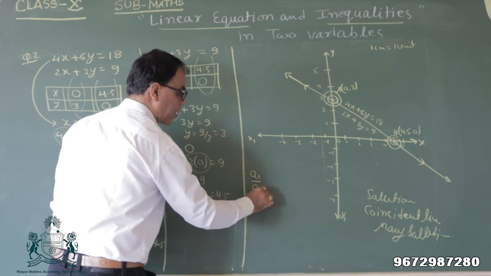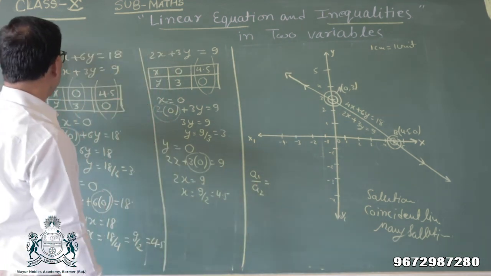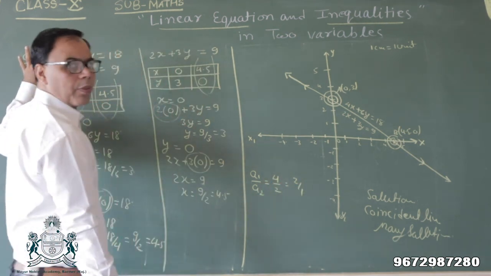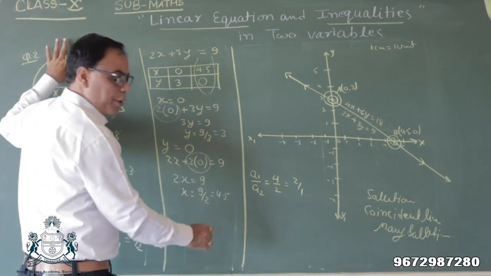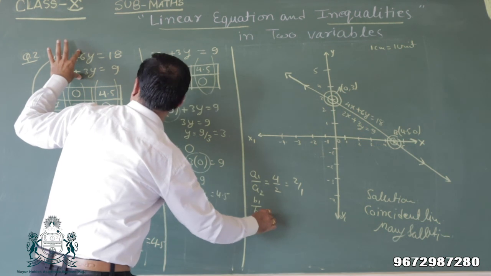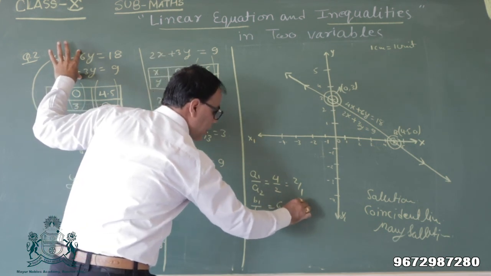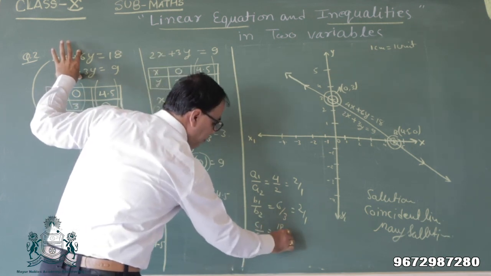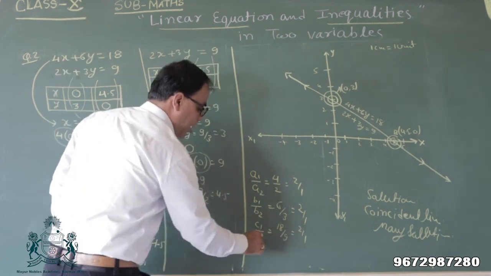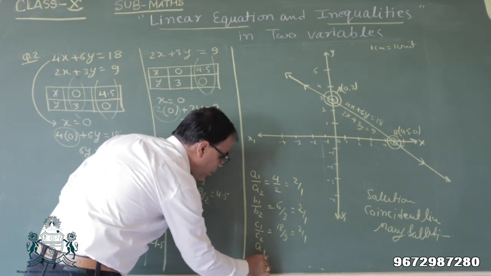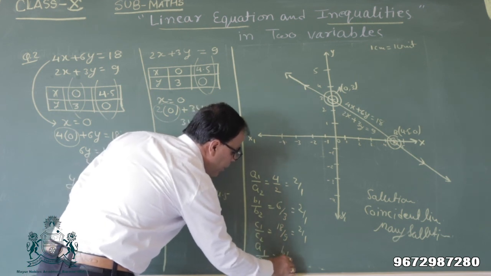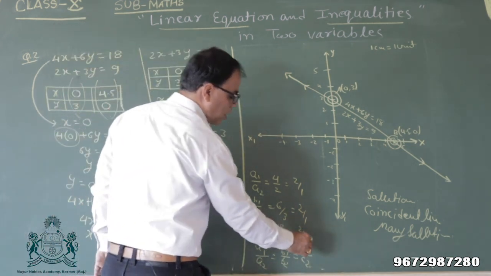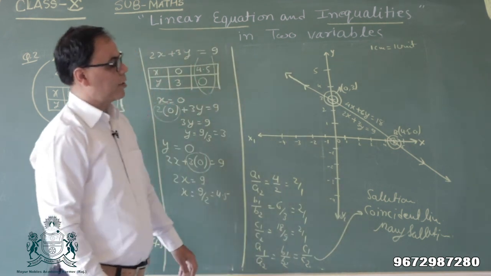Comparing a1 upon a2, coefficient of x 4 by 2 cancel to 2 by 1. b1 upon b2, 6 by 3 cancel 2 by 1. c1 upon c2, 18 by 9, 2 by 1. Therefore, a1 upon a2 equal to b1 upon b2 equal to c1 upon c2 are equal. Therefore, solution of coincident line and many solutions.